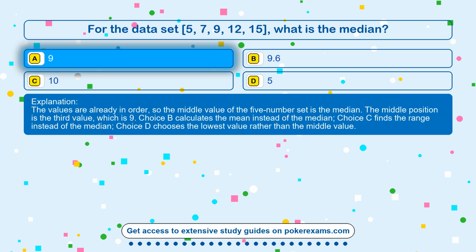The values are already in order, so the middle value of the 5-number set is the median. The middle position is the third value, which is 9. Choice B calculates the mean instead of the median, choice C finds the range instead of the median, choice D chooses the lowest value rather than the middle value.